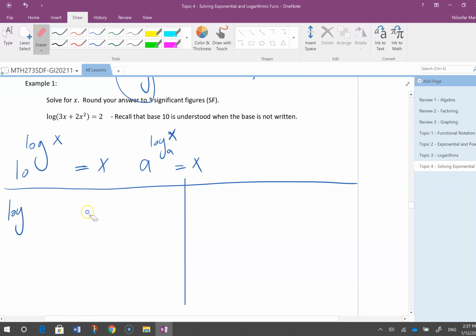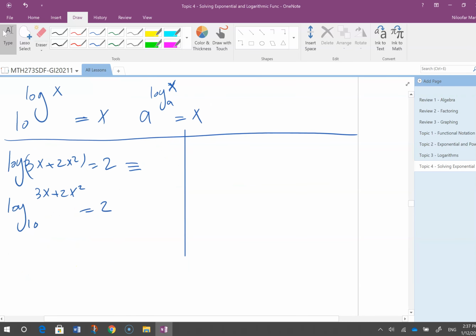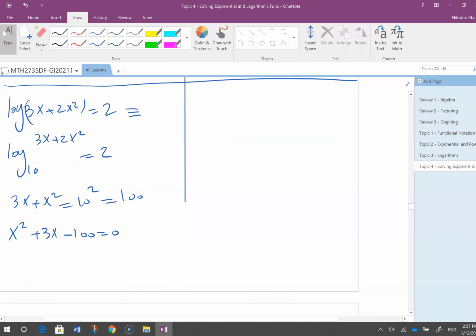This means log of 3x plus x squared is 2. I cannot say it is log of the first one plus log of the second one. No, it doesn't work that way. Then I can say it is the same as logarithm of 3x plus x squared base 10 equal to 2. That's base 10 when I don't see a base. And then it is 3x plus x squared equal to 10 power 2, which is 100. Okay, so that's x squared plus 3x minus 100 equals 0. And then from here, it's just math.